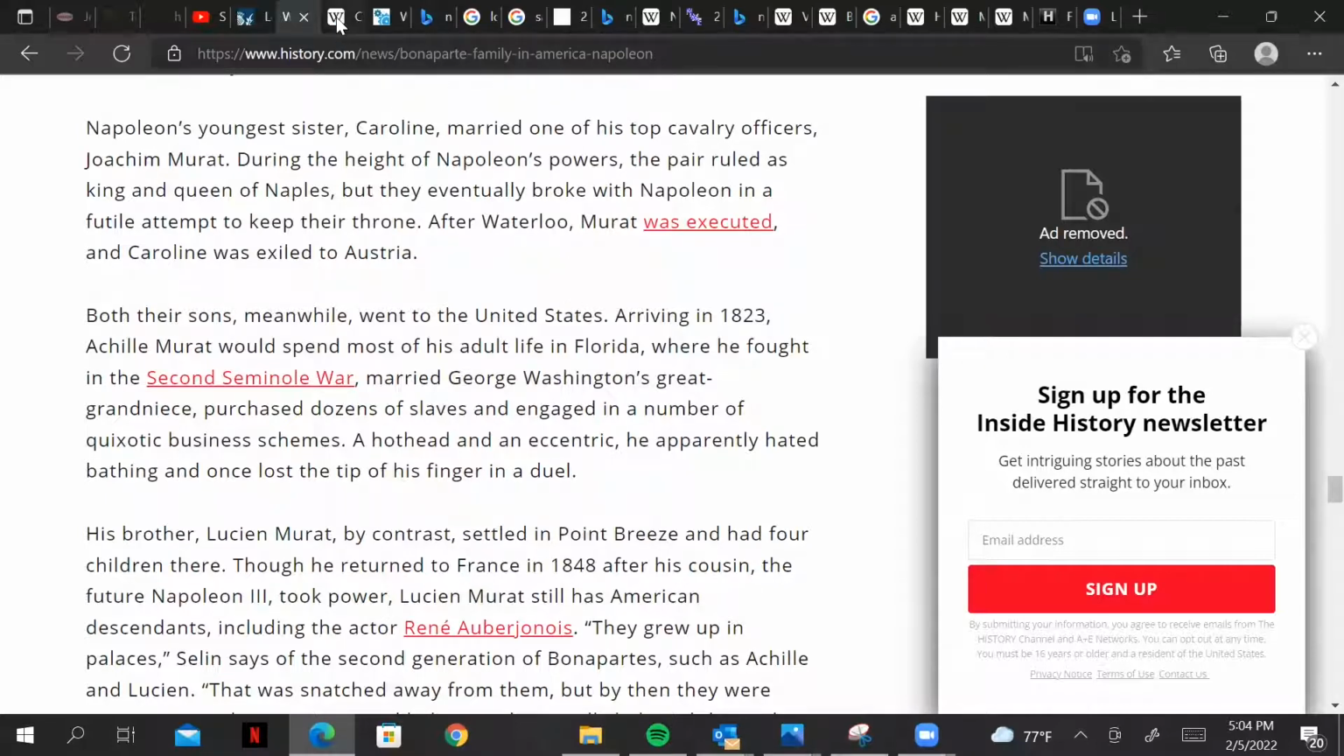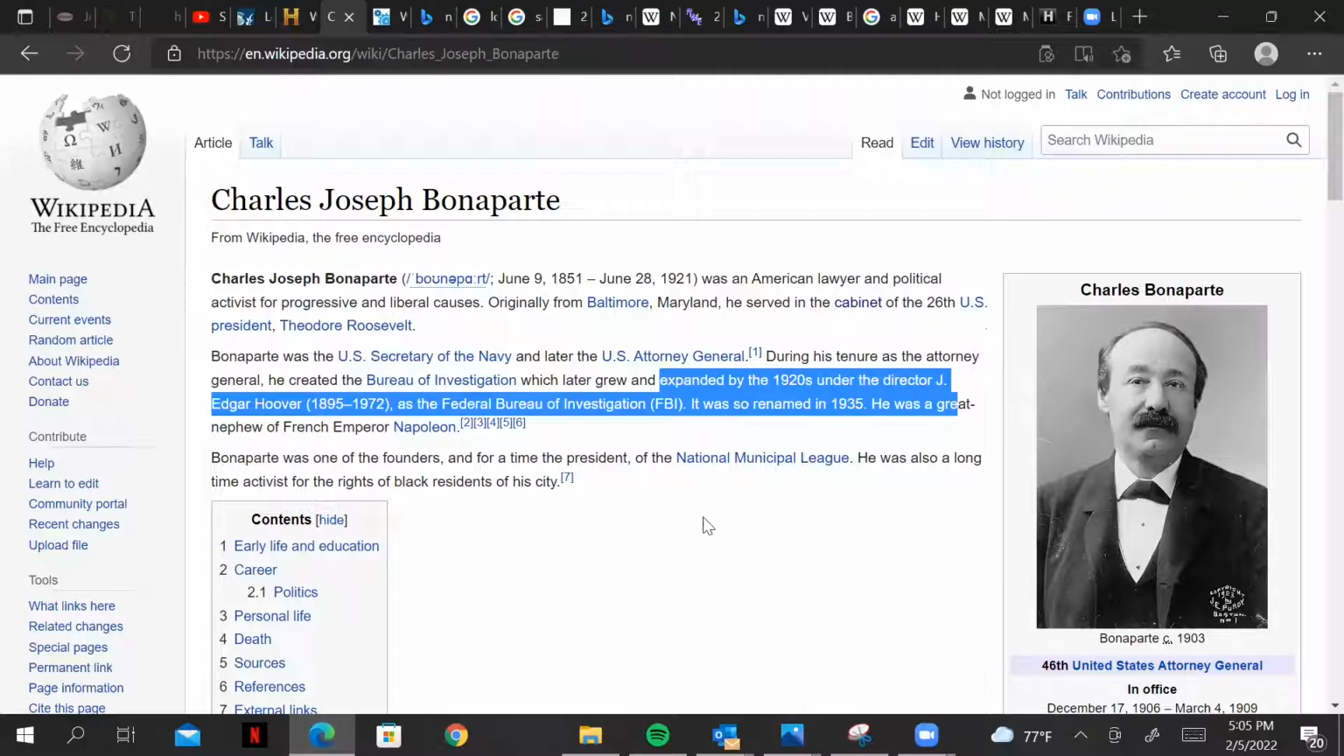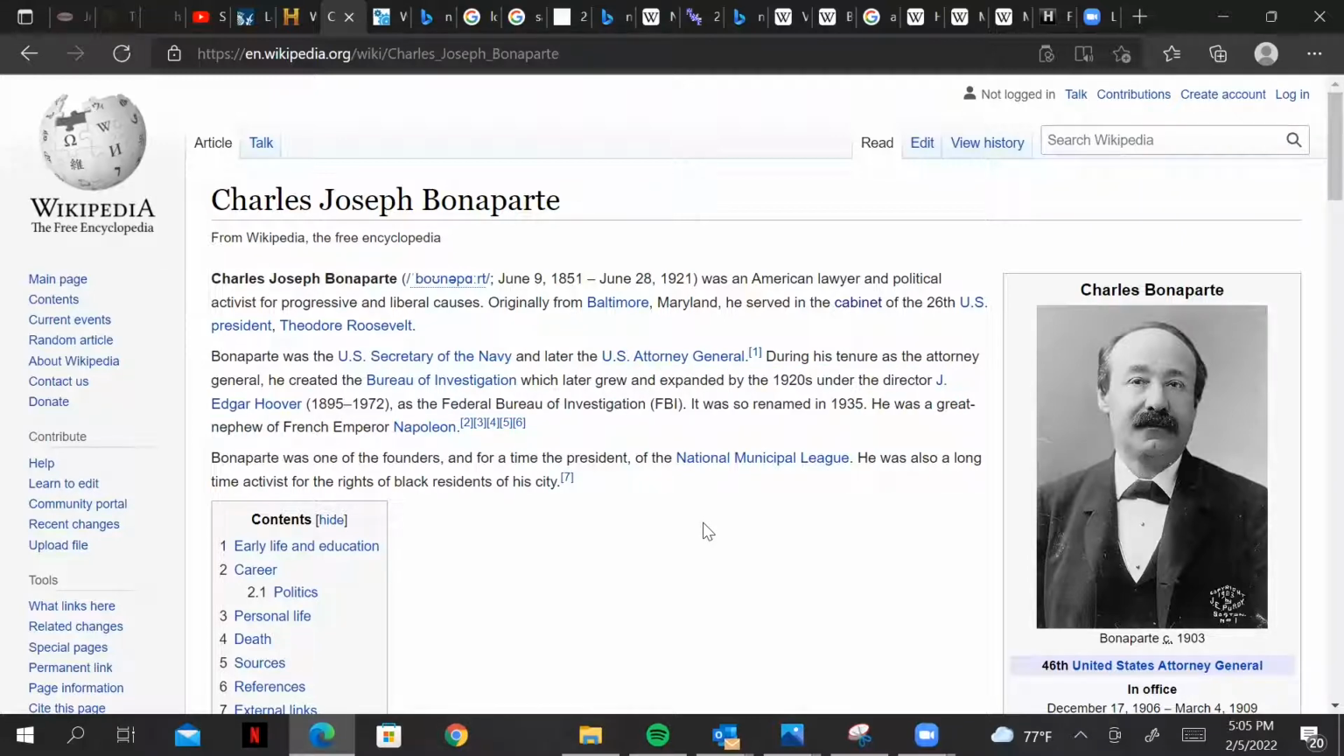So from that point, we get many others. And here we can just see the influence. This is one of the attorney generals of the United States, and he was a part of the Napoleonic family as well. And he was actually the great nephew of the French Emperor Napoleon. So we're just going to go through and see how these figures from this family shaped the United States in many various ways, in the way that we know it. He started the Bureau of Investigation, which was the precursor to the FBI, which you can see here. And J. Edgar Hoover ended up taking it and making it what we know it to be today.